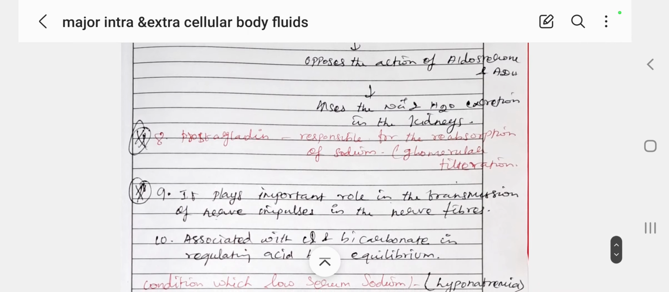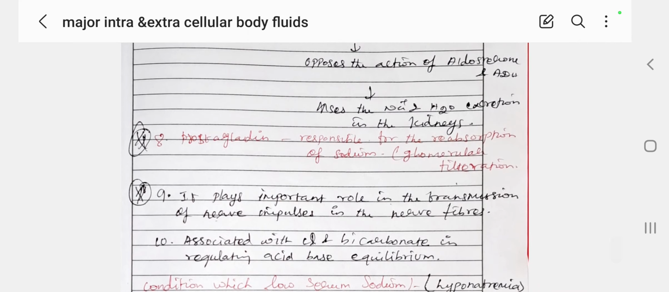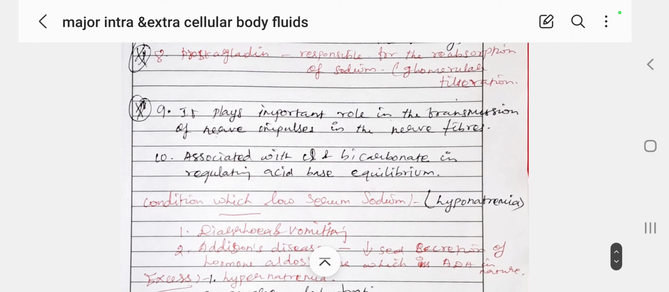Next, prostaglandin is one more hormone, responsible for the reabsorption of sodium after glomerular filtration. After it reaches the glomerular filtrate, it is reabsorbed under the influence of prostaglandin. Sodium also plays an important role in the transmission of nerve impulses in the nerve fiber, and is associated with chloride and bicarbonate in regulating acid base equilibrium.